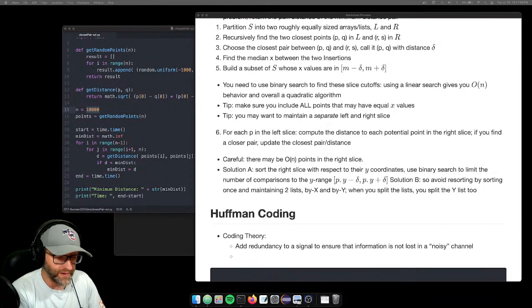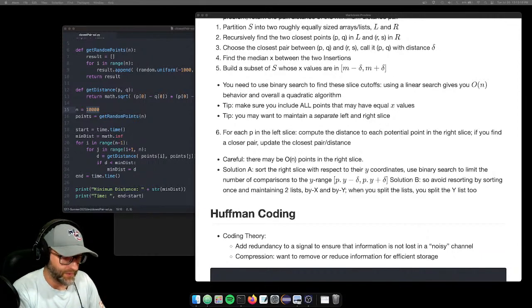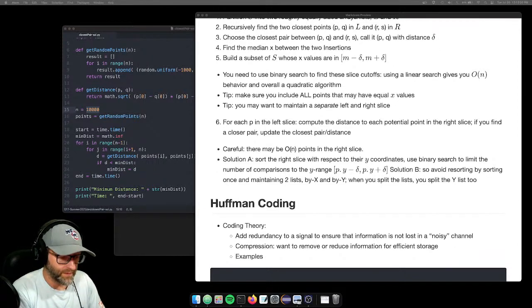The other branch is something that you're really familiar with, which is compression. Right? Here, what we want to do is remove or reduce information for efficient storage. Right? Examples: zip files, JPEGs, MP4s, MP3s, etc. Right? Now, zip files, those are going to be what is called lossless.